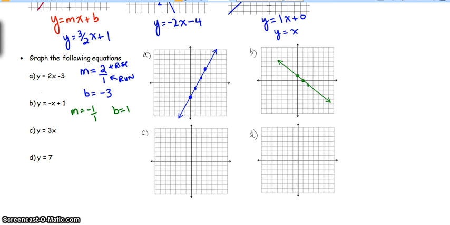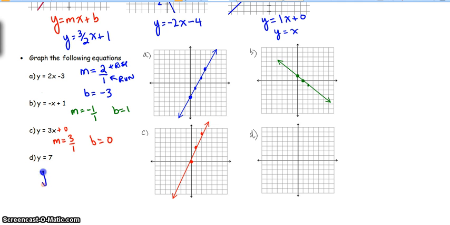Let's try C. I know my slope is 3, or as a fraction, 3 over 1. My b, however, I don't know, so it's 0. It's plus 0 at the end. So that's my y-intercept, is at the origin. So 3 over 1 means up 3, right 1. I do it a few times just to make sure my line is accurate. And there's infinite number of points on this line, so I extend it all the way through with arrows on either end. The last one is a special case.